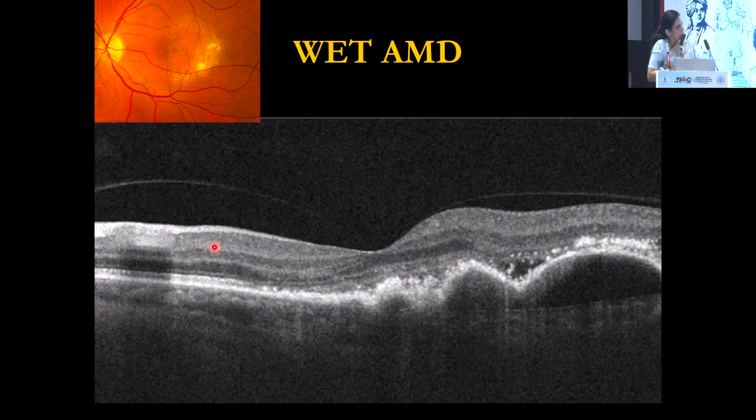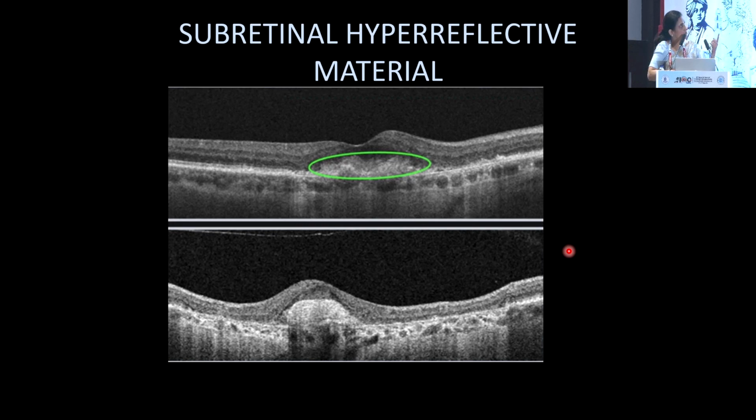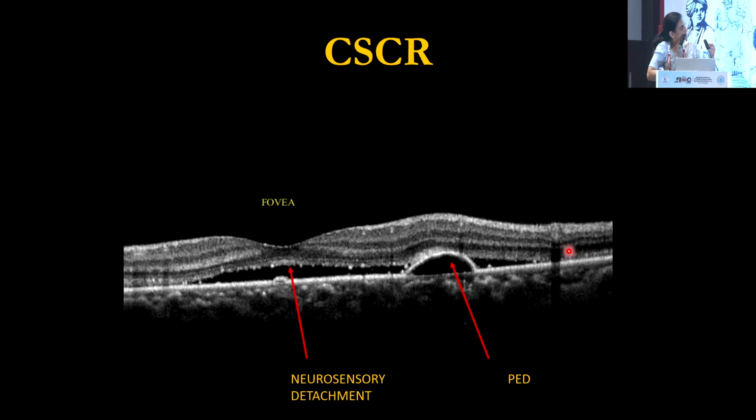So this is a typical picture of wet AMD where you see these multiple pigment epithelial detachments. There is some subretinal fluid also over here. This is the pigment epithelial detachment, and this is subretinal fluid. Very typical picture for AMD when you see these large pigment epithelial detachments, and these are not serous because there's this material below it. So this is called subretinal hyperreflective material. This is again a feature of AMD, where you see this hyperreflective material below the retina.